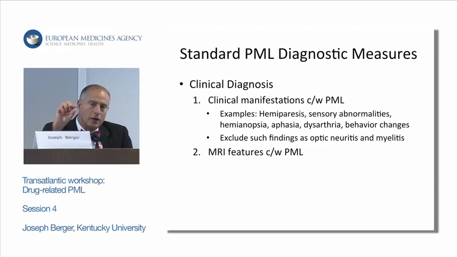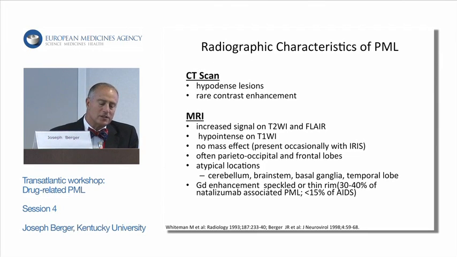The second thing that you need are MRI abnormalities. And these MRI abnormalities include such things as increased signal on T2 weighted image and FLAIR, often hypointense on T1 weighted image, generally no mass effect unless you have a superimposed IRIS. The lesions generally involve parieto-occipital and frontal lobes. They're the most common sites, at least they had been in the AIDS population and the pre-AIDS population. But we do see it in atypical locations like the cerebellum, the brainstem, even the basal ganglia.